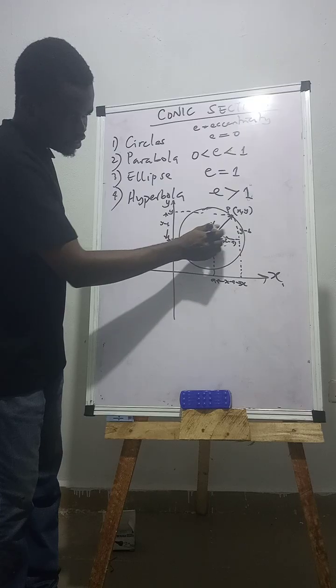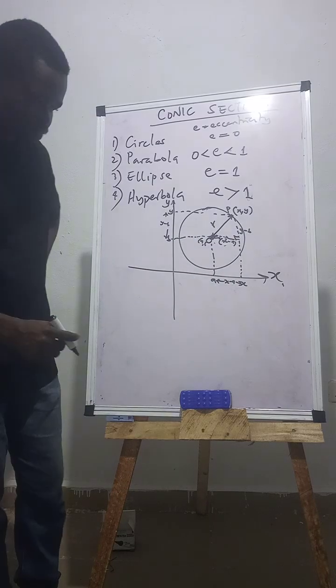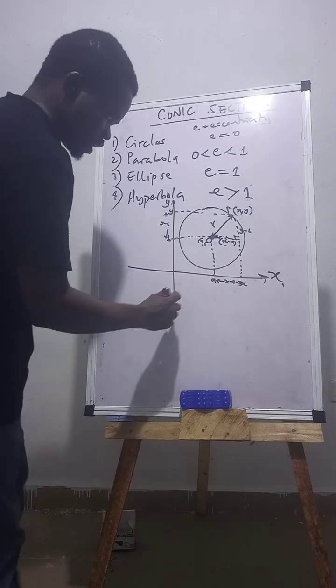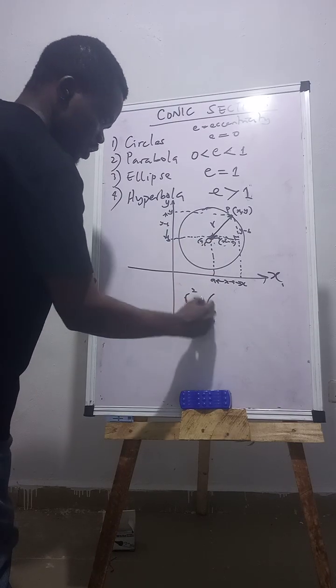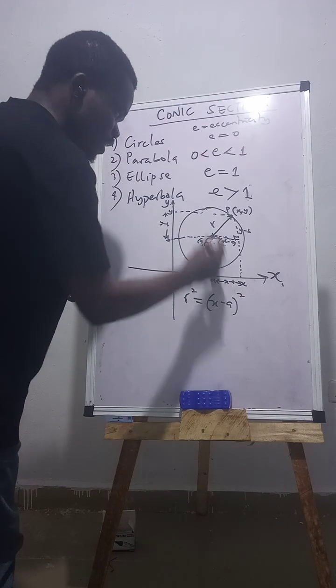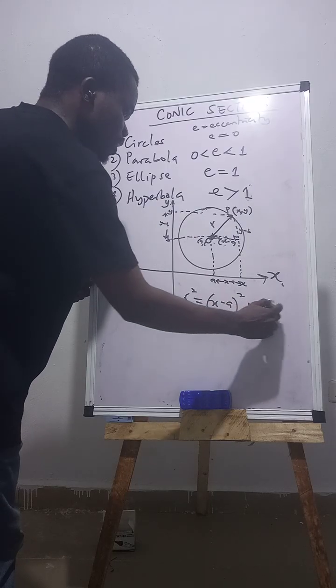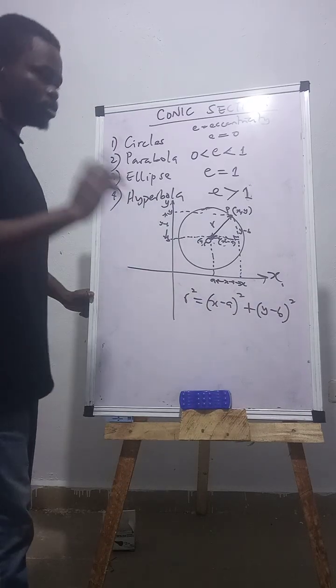Are you seeing it? Now what it gives us is a right angle triangle. And in the right angle triangle, the radius squared is now equal to x minus a squared plus y minus b squared. Now take note.